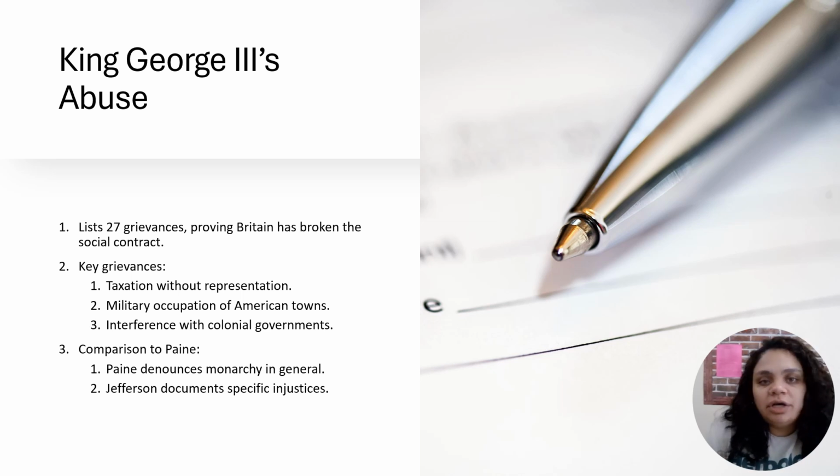The second principle was King George III's abuses and violations of rights. Jefferson provides 27 grievances against King George III, proving that Britain has broken the social contract. Key grievances include taxation without representation, military occupation of American towns, and interference with colonial governments. Unlike Paine, who denounces monarchy in general, Jefferson documents specific injustices committed by the king.